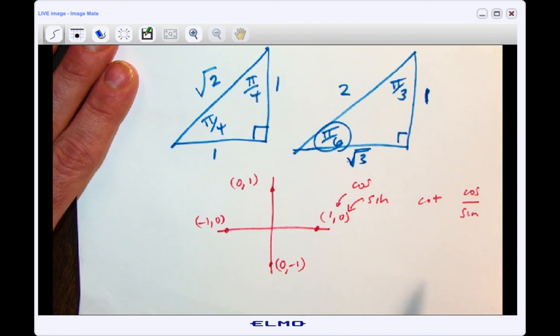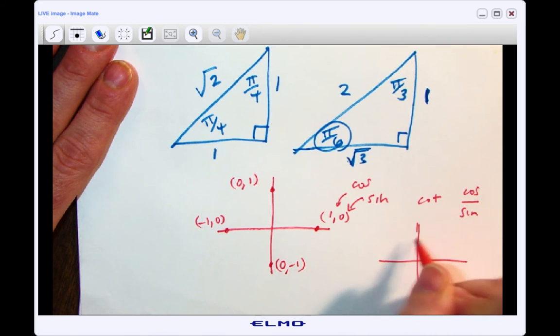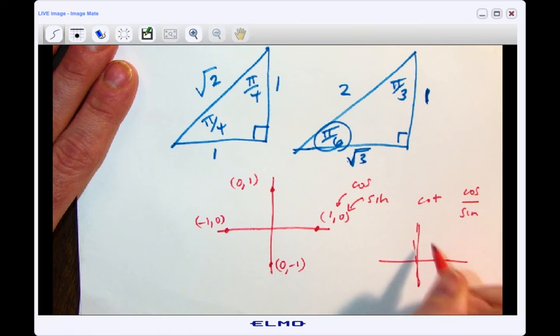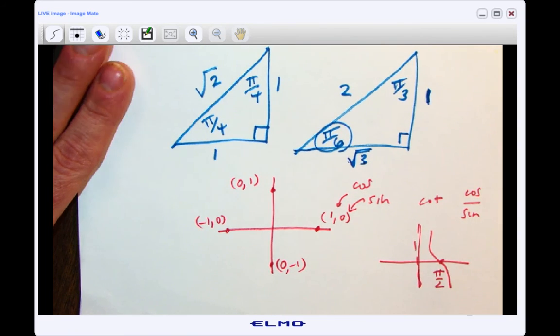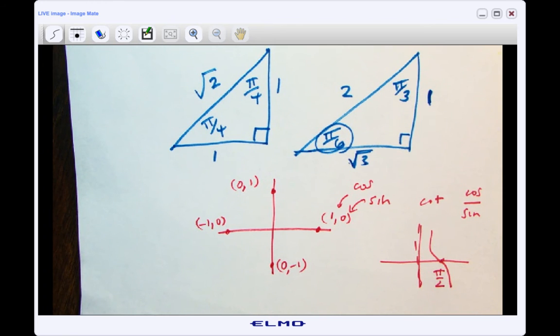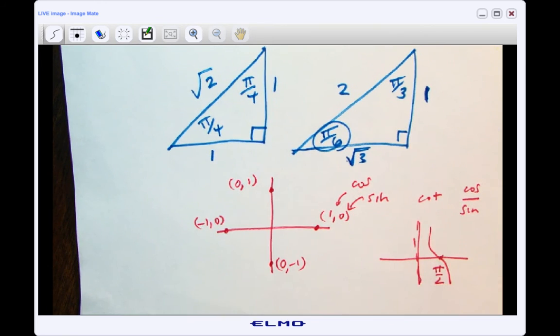Okay, and the other way that you can think about it is if you know your graphs of cotangent, well, you know this picture, right? And where is that 0? This one's the pi over 2, right? So that's the other way you can do it. You can either do it with your quadrantal angles on your unit circle, or if you're really good at drawing the graphs and you are good at imagining them, you can do the same thing.